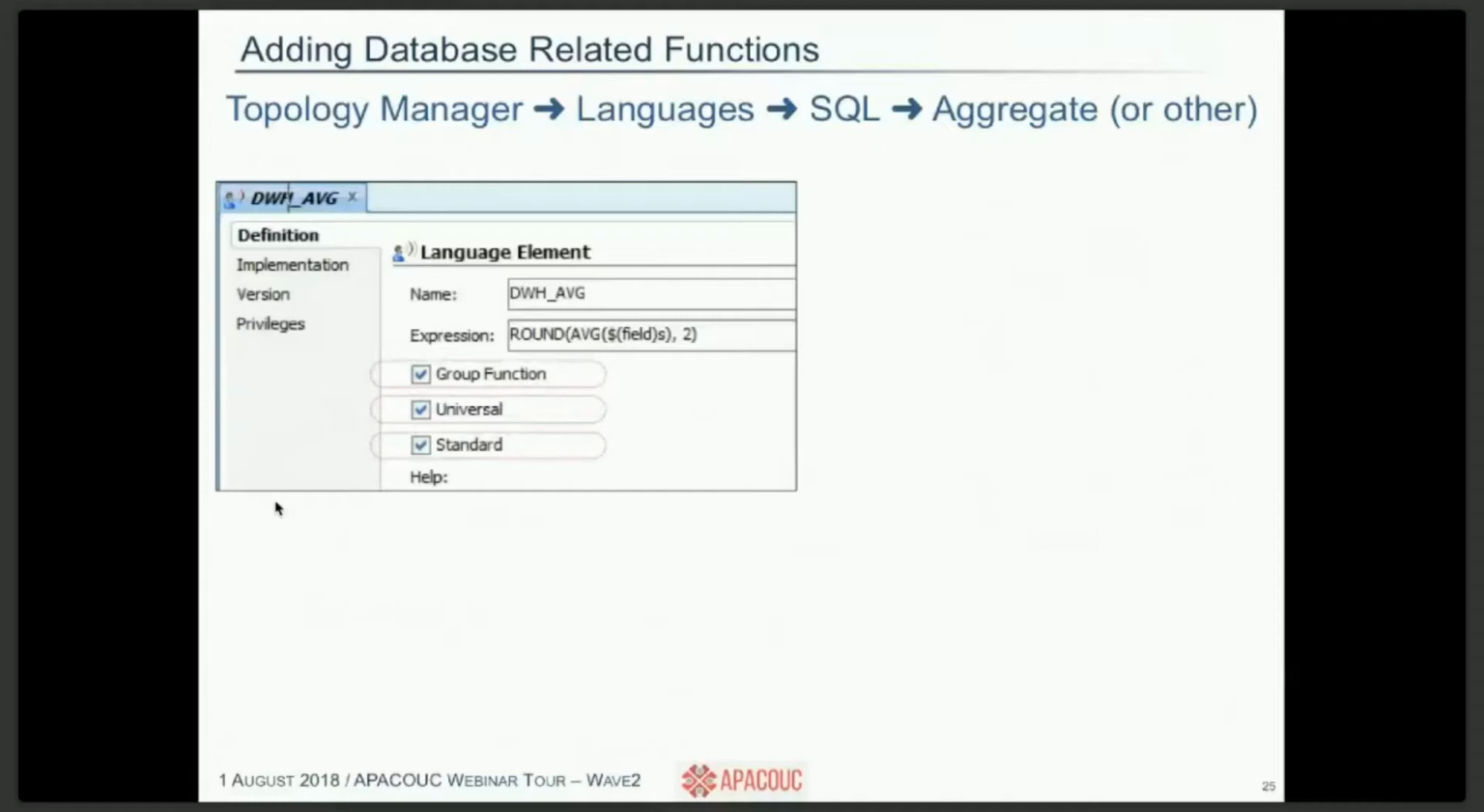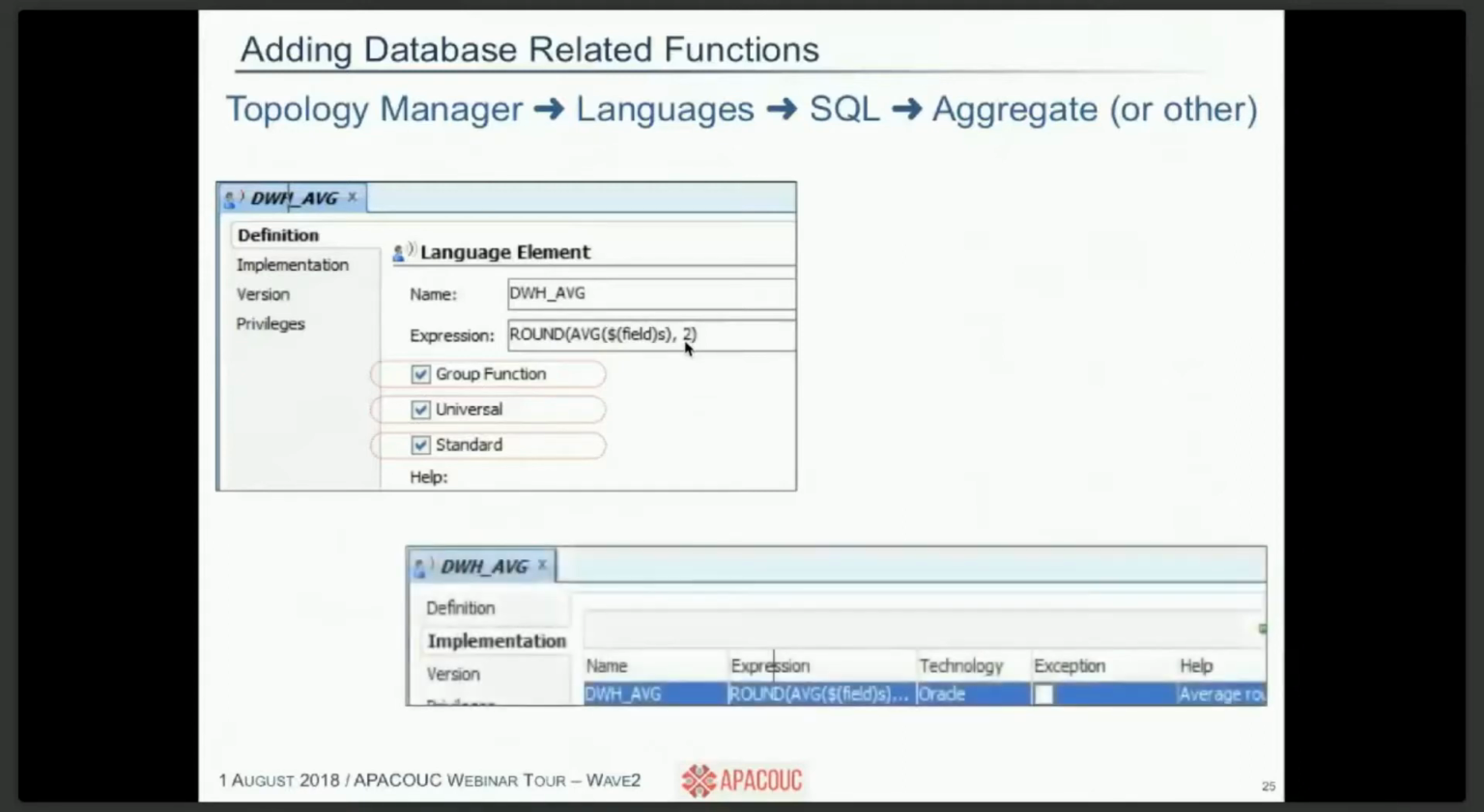Universal means, in ANSI 92 SQL statements, will it all work? For instance, this round average fields, comma 2, is a universal function which will work in all the databases, whether it is Sybase or Microsoft SQL Server or any version of Oracle, and it's a standard expression.